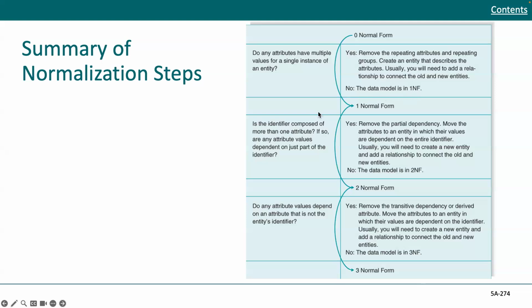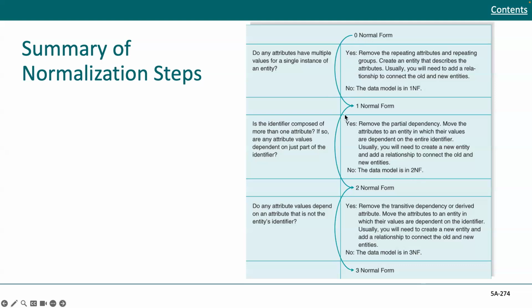So we have these two possibilities. Is the identifier composed of more than one attribute? If so, are any attribute values dependent on just part of the identifier? If yes, you want to remove that dependency, move the attributes to an entity in which their values are dependent on the entire identifier. Usually you'll need to create a new entity and a new relationship to connect the old and the new entities. And so if there's no to the second question, the data model is 2NF.